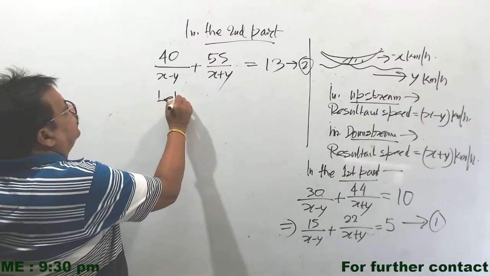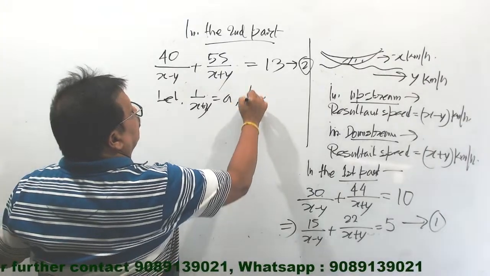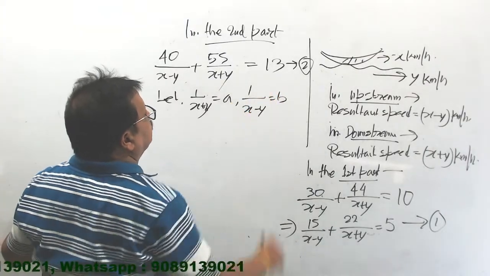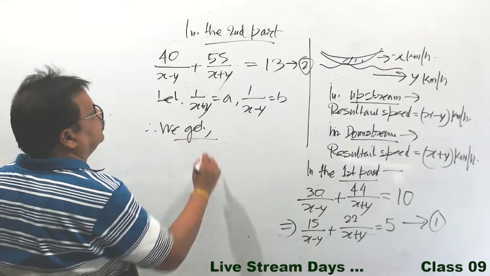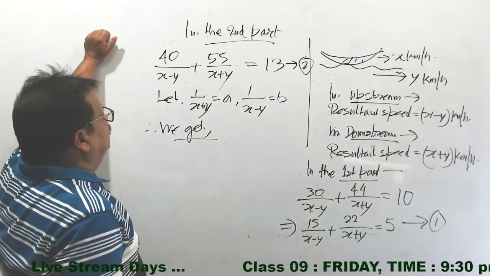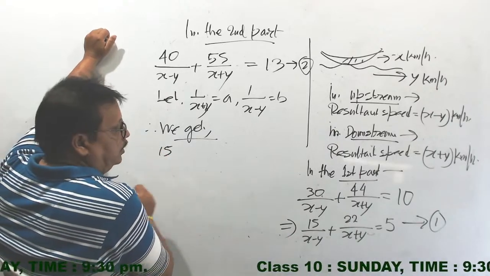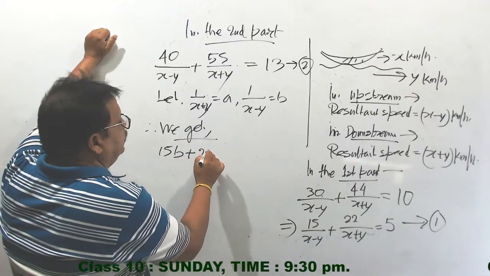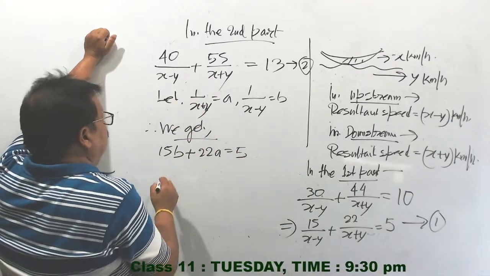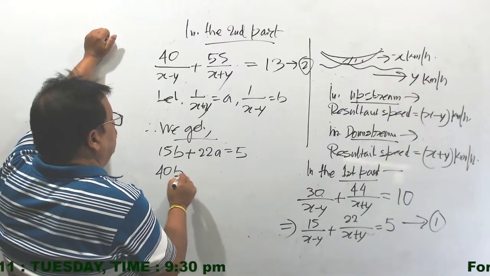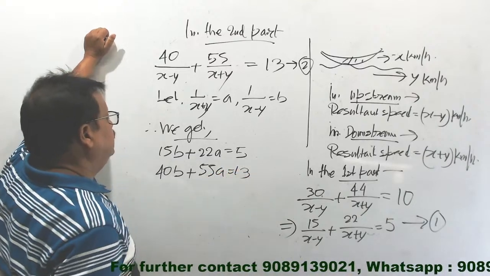Let 1 by x plus y be a, and 1 by x minus y be b. Therefore, from 1, we get 15b plus 22a is equal to 5. From 2, 40b plus 55a is equal to 13. Is it? Okay.